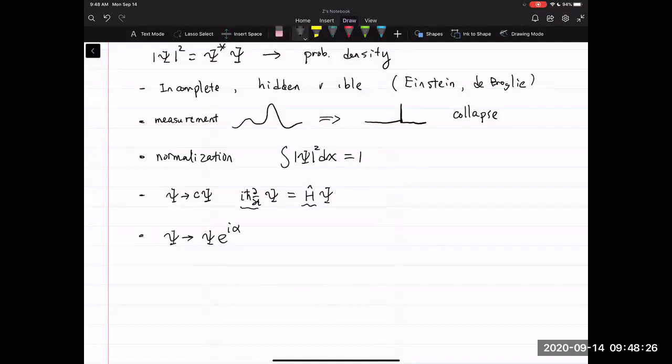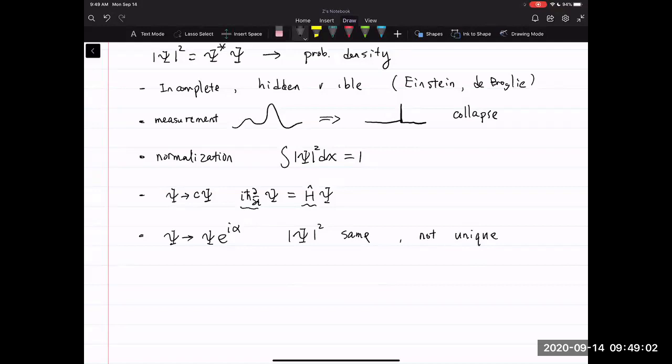Even though the wave function is different, if you take the wave function's absolute value squared, that remains the same. So the wave function is not even unique. We use the wave function to describe the system, and it's not even unique. So that is true.